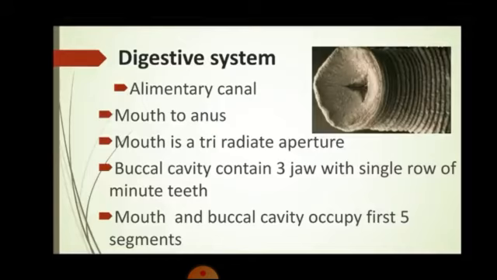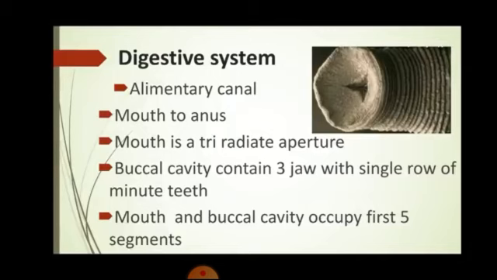Next, digestive system. The digestive system includes the long alimentary canal and digestive gland. Here we'll see the alimentary canal in detail. The alimentary canal of the leech is a straight tube running from mouth to anus. The mouth is a triradiate aperture situated in the middle of the anterior sucker. I have given the picture of the mouth showing the triradiate aperture. The mouth leads into a small buccal cavity.